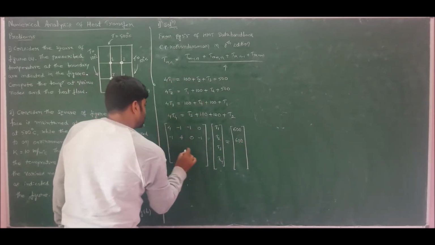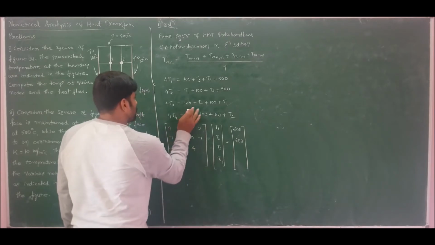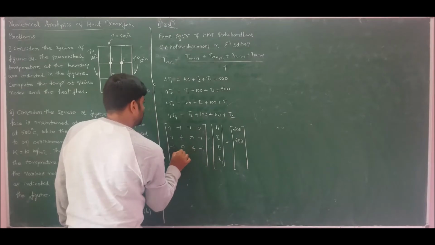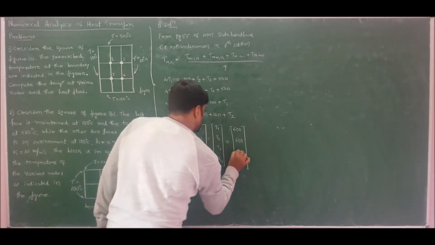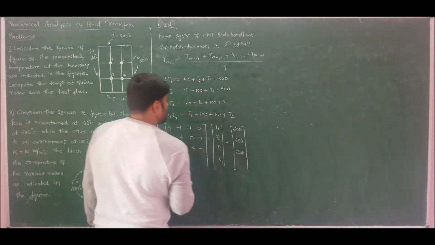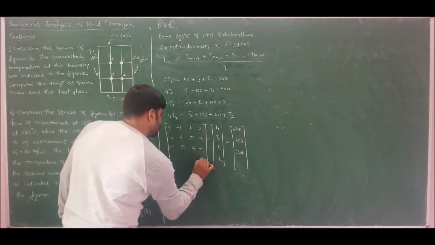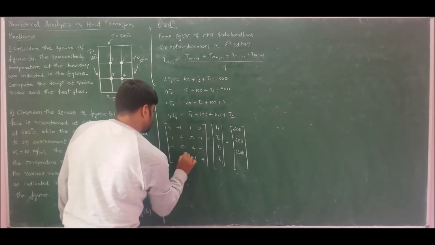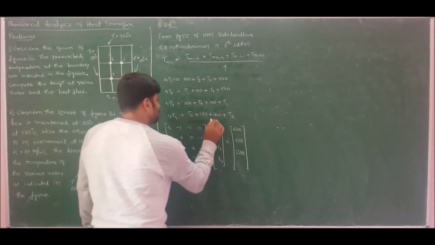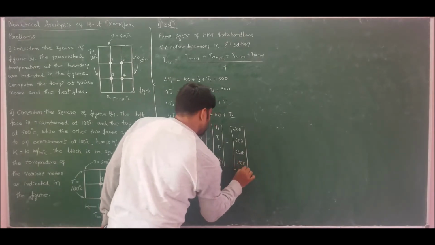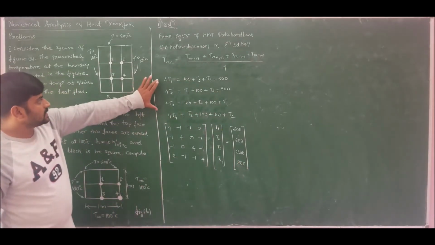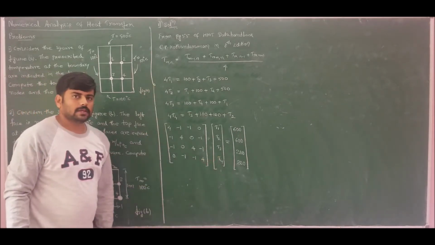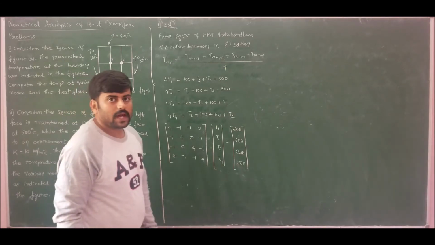Next, the coefficient of T3 is 4. We have T1 and T4, which are minus 1 and minus 1. We don't have T2. The sum is equal to 200. And finally for T4, the coefficient is 4, T3 is minus 1, T2 is minus 1, we don't have T1, and the sum is 200. So I represent these 4 equations in matrix form, of the form Ax is equal to B. Now if I solve this matrix, I will get the answer.